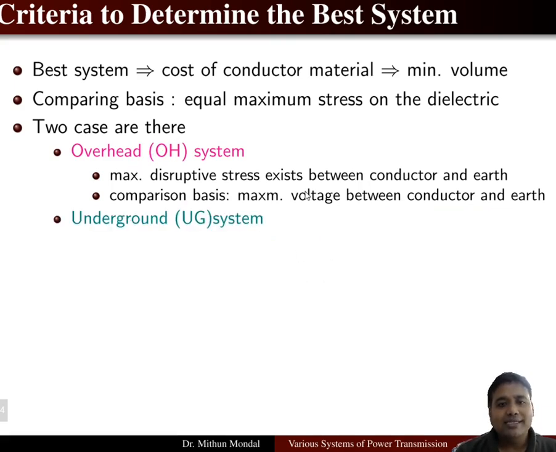The next system that we can have is the underground system. These are basically the cables.